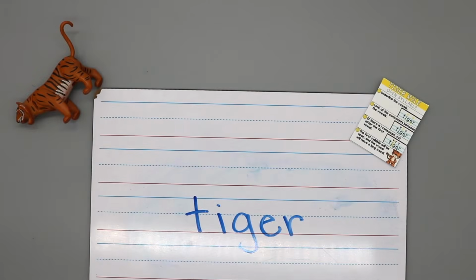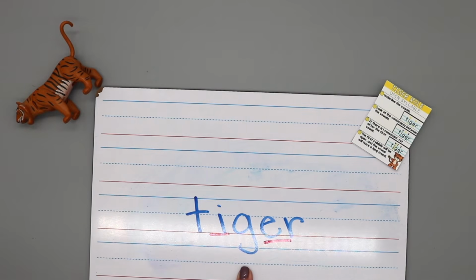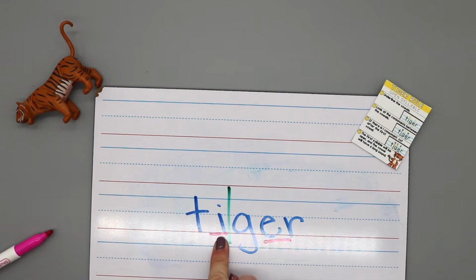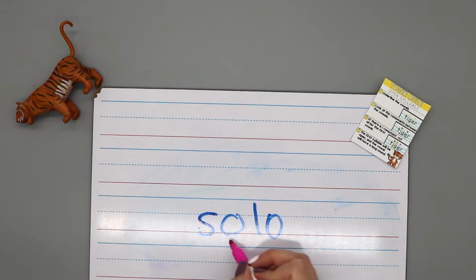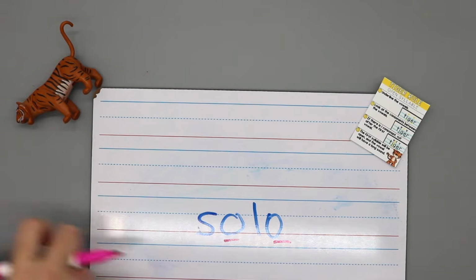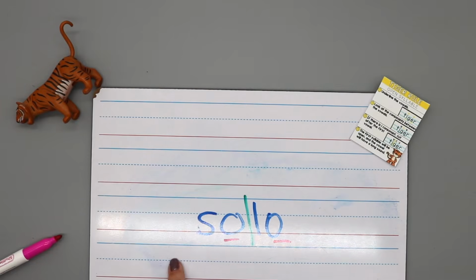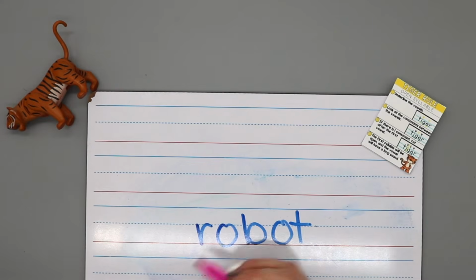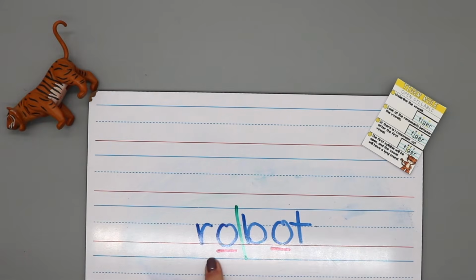Our first word is tiger, so we underline our vowels and we are going to cut in front of the consonant that is between the vowels. My first syllable has the long I: tiger. Next word, solo. There's my O's. I'm going to cut in front of the consonant between the vowels. So, lo, solo, both open syllables. Now I have robot. I'm going to underline the vowels and cut after the first vowel or in front of the consonant between them, right here.